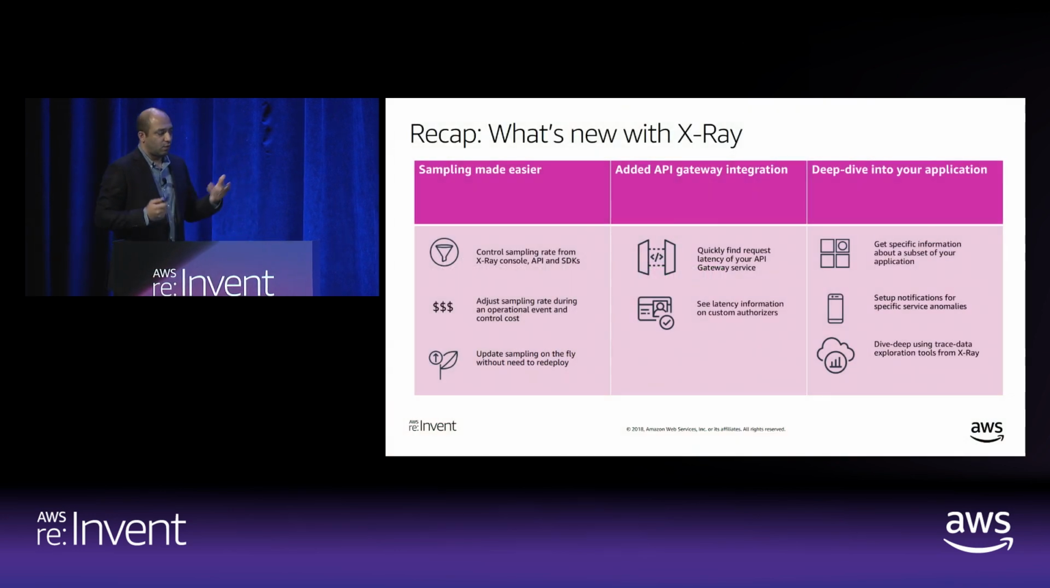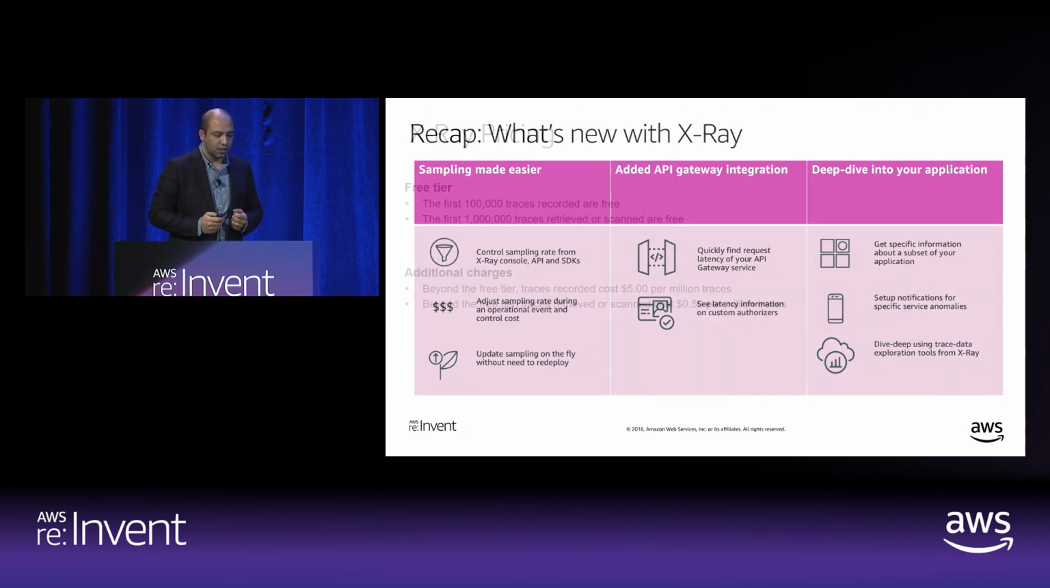So in terms of what's new with X-Ray, these are some things that we've launched in the past year. We've made sampling easier with dynamic sampling. We've added support for API Gateway, and we're building root cause analysis features so you can actually look into why your traces or why your requests are slow pretty quickly.